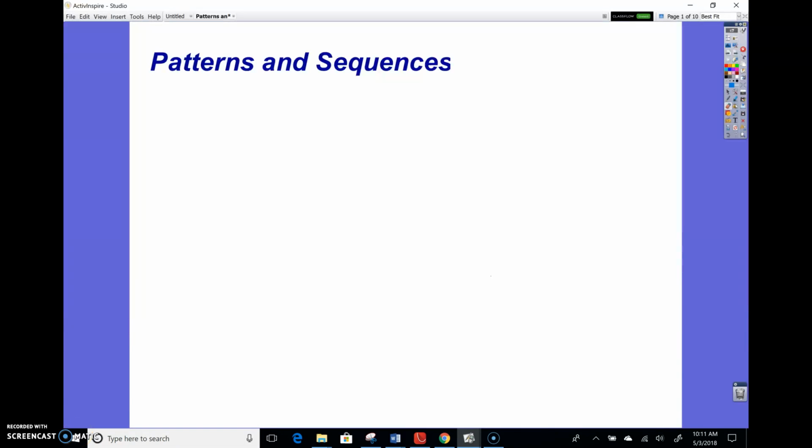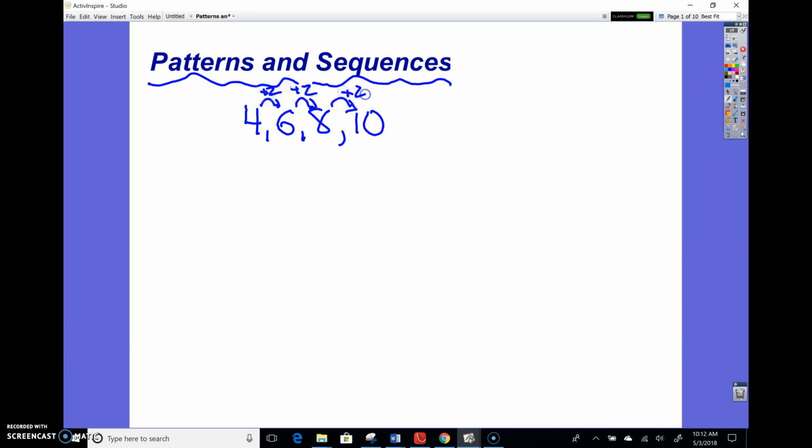Okay, patterns and sequences. A sequence follows a pattern, okay? It looks to see how an equation changes or how numbers change. So, for example, if I have a sequence 4, 6, 8, 10, okay? What they want to do is know how this sequence changes. So right here, this is plus 2, plus 2, plus 2, okay?